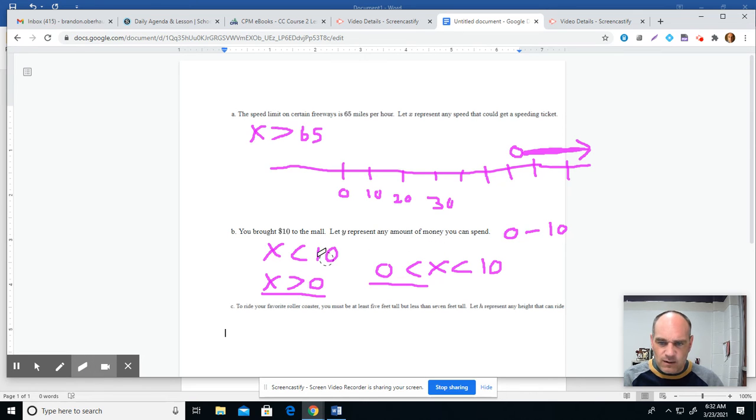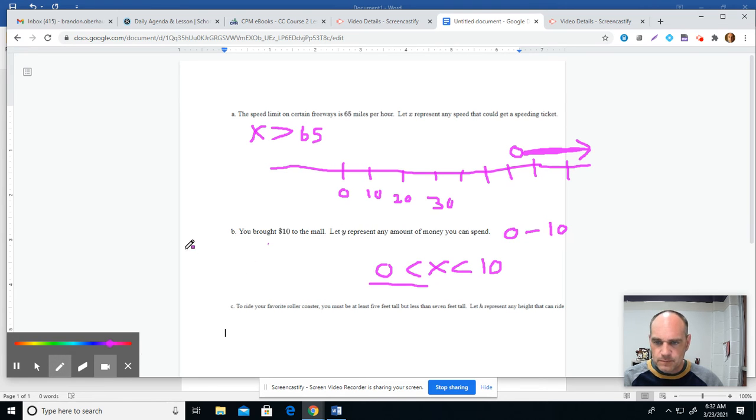But all I did is I kind of wrote them both ways because I can spend money that's more than 0, but less than 10. All right. So now we got to graph this. So here's what my graph is going to look like. Come over here a little bit, give myself a little bit of room.